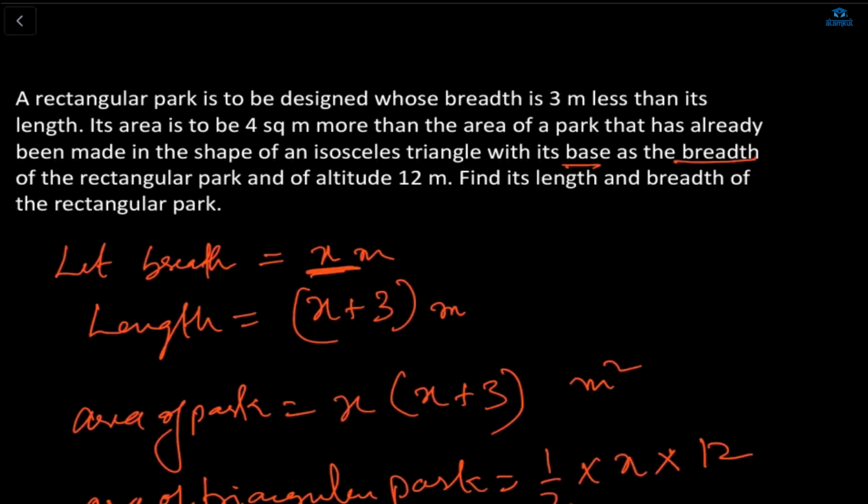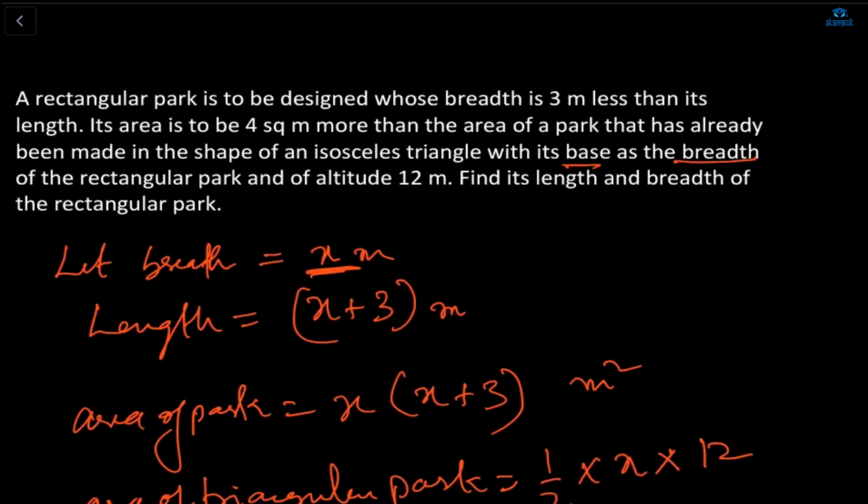Okay, accordingly we form the equation. So it's not necessary that there is only one; in fact you can form two types of equation also. But it should be correct. What is given, that only you have to put. मैंने ब्रेथ को x किया तो मैंने लेंथ को x plus 3 किया, आपने लेंथ को x किया तो ब्रेथ को x minus 3 लिया.